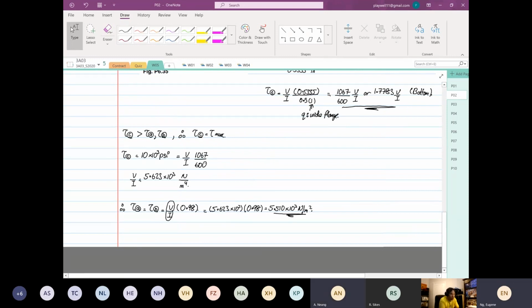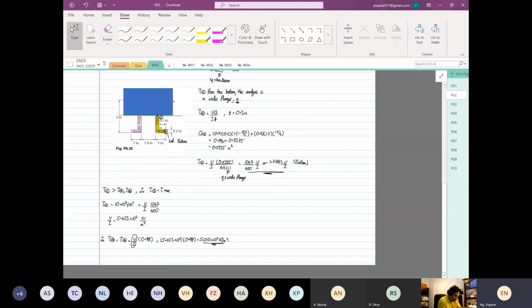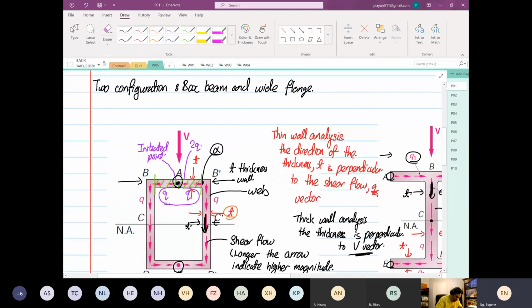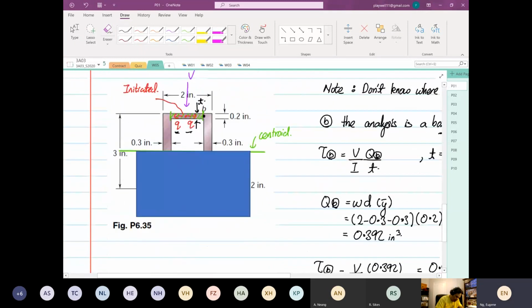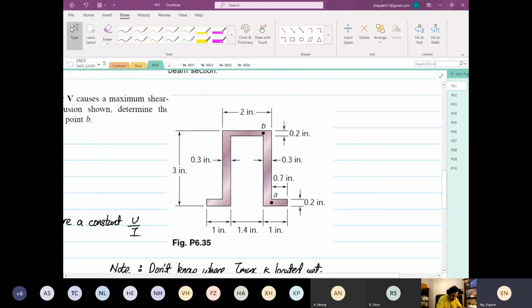Anyone? Yes. Is it a coincidence that tau A and tau B are the same, or is there a reason why they are the same value? Yeah, it's just a coincidence for this case. Okay. If you look at it geometrically, it also makes sense. Why I say that? If you look at it geometrically, good observation.